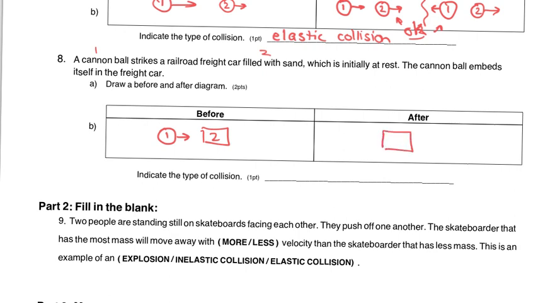So you could do 1 and 2, then they would move in that direction, or you could just say 1 and 2. Either one of these is fine. And they're moving that way. Apart at the beginning, together at the end, inelastic collision.